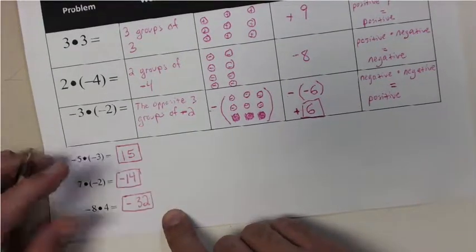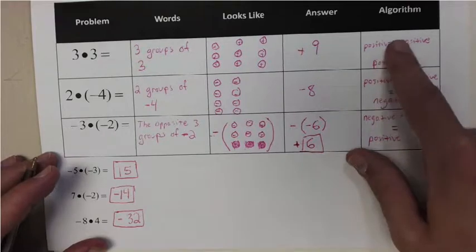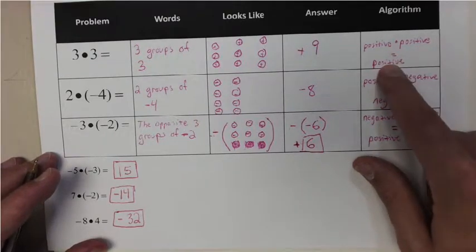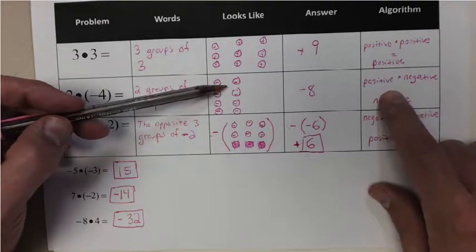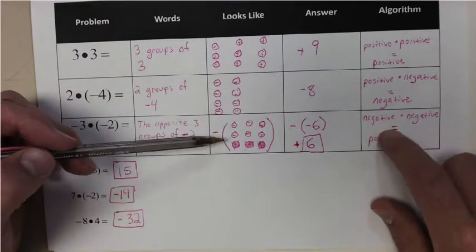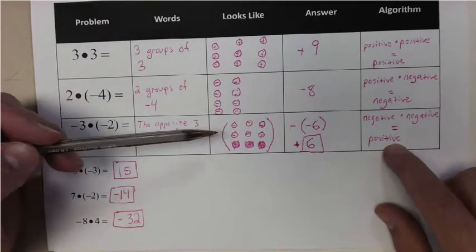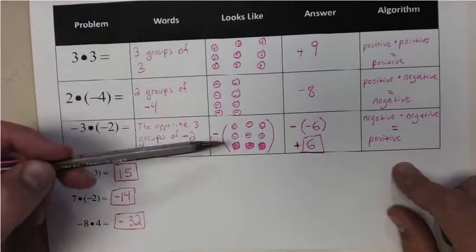Okay, so we're going to multiply like normal, and then this will tell us the sign. Positive times a positive is a positive. This explains what it looks like. Positive times a negative is a negative, and a negative times a negative is positive, and these pictures explain why.